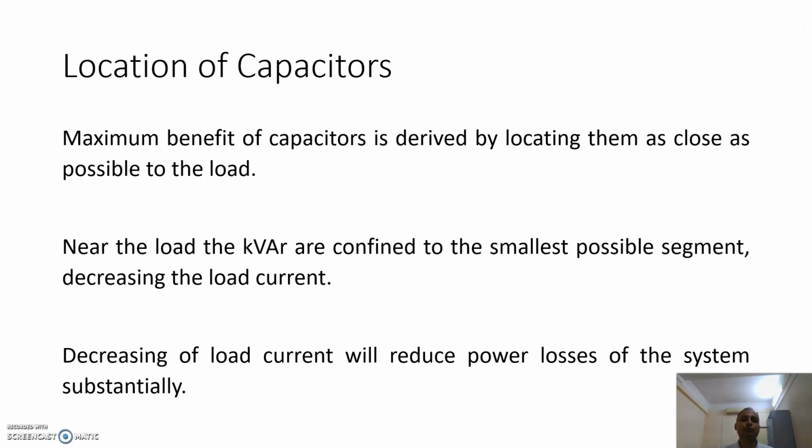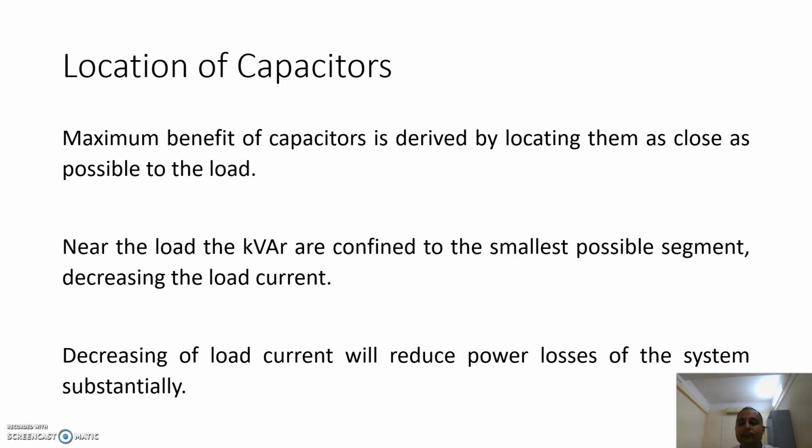So what should be the location of these capacitors? Maximum benefit of capacitors is derived by locating them as close as possible to the load. So capacitors should be installed near the load as far as possible. Near the load, the kVAR are confined to the smallest possible segment, decreasing the load current. If we install the capacitors away from the load, there will be a flow of current from the capacitors to the load because of the increase in kVAR towards the positive side, and that will lead to loss in the conductor carrying the current from the capacitors to the load.